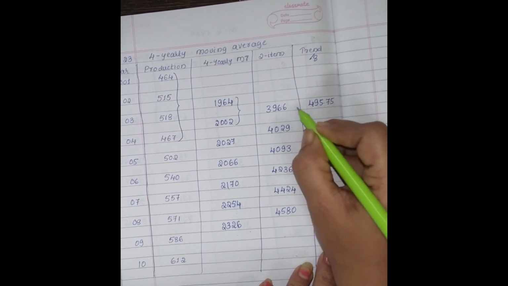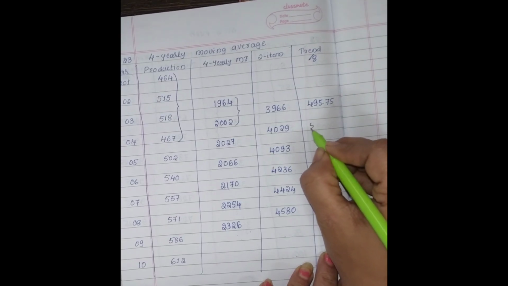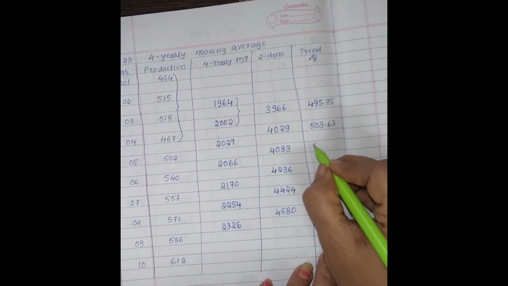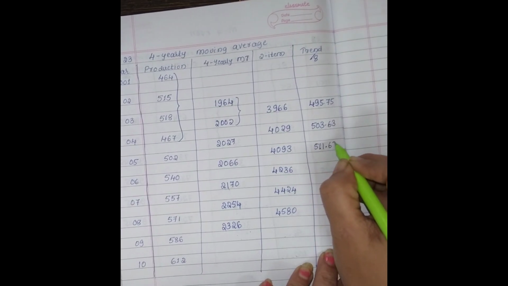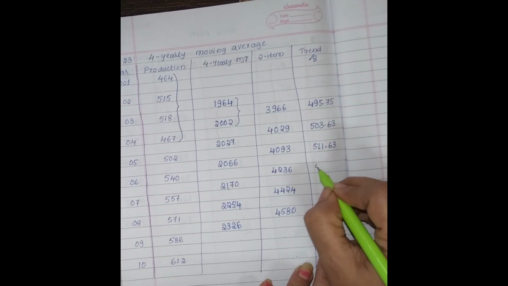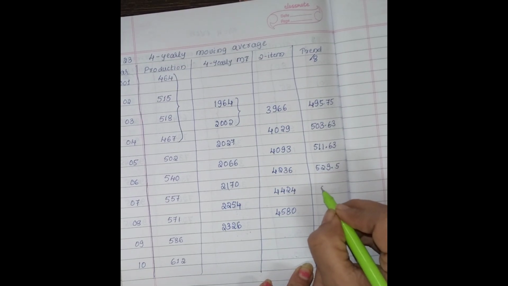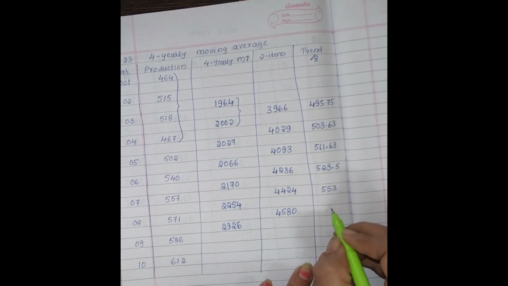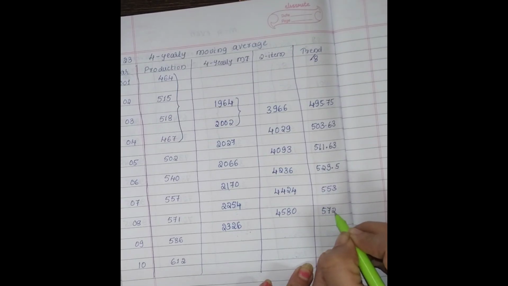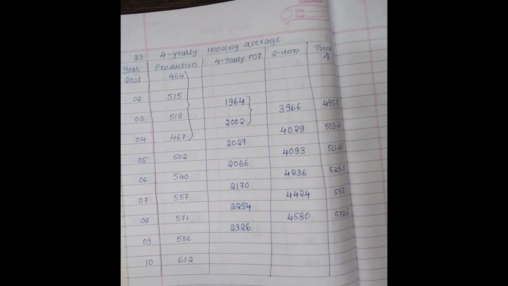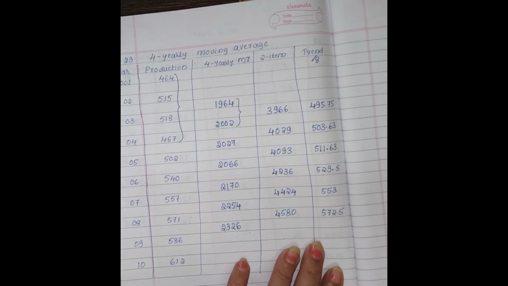495.75, dividing by 8. Next is 503.63, then 511.63, then 529.5 and 553 and 572.5. Just check the answers: 495 to 572.5, correct. These are the trend values.